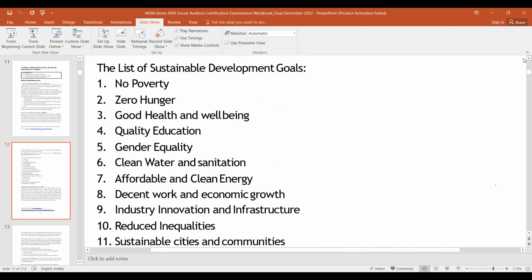Can anybody tell? Good health and well-being, yes. So they could set questions like this also. So when you have to read, you have to question yourself. Even telecommunication is not here. Telecommunication and communication, that is not one of the SDGs.